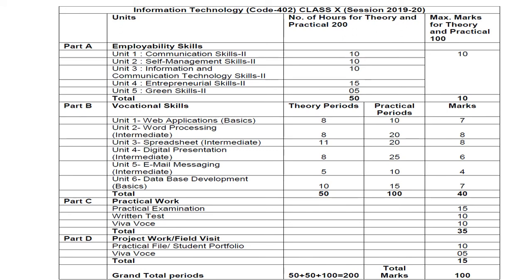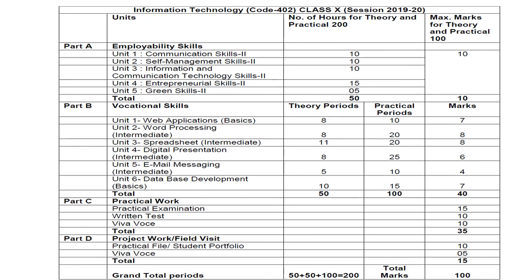Unit 1 web applications, unit 2 word processing. We can see here intermediate: word processing of intermediate, digital presentation of intermediate, email messaging of intermediate. They have given intermediate because you have already studied the basics in 9th standard: word processing, spreadsheet, digital presentation. Database development is new to you in this session, so you have to study the basics, and web applications also are basics. From part B you will be asked for 40 marks, from part A 10 marks. So total 50 marks for your theory paper.